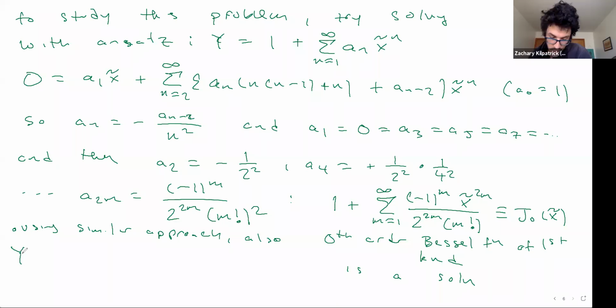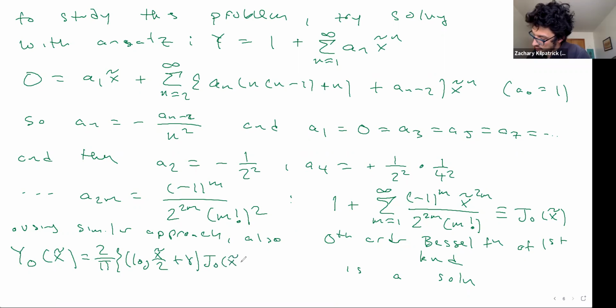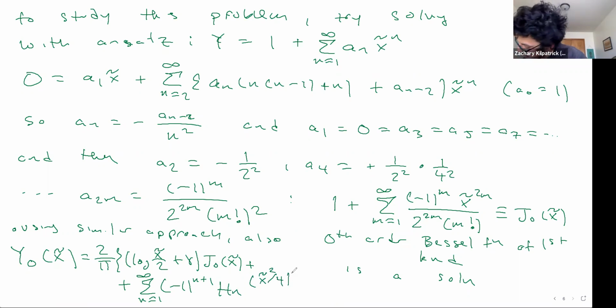and now this is where my notation is a little bit overloaded, but I'll say Y0 of x tilde equals 2 over pi times log of x tilde over 2 plus gamma, times J0 of x tilde, plus the sum from n equals 1 up to infinity of minus 1 to the n plus 1 H_n times x tilde squared over 4 to the n, divided by n factorial squared.